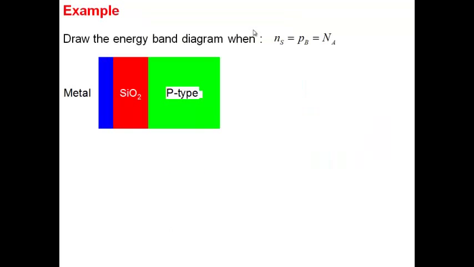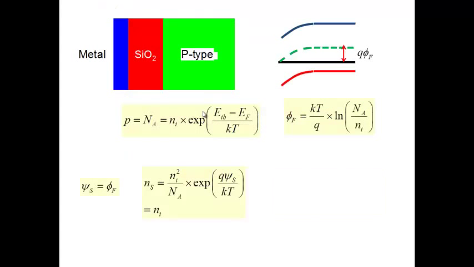All right. Let's see if you can draw this one here. Draw the energy band diagram when Ns equal to Pb. Pb refers to bulk. Ns equal to Na. Can you draw the energy diagram for that? Only in this part of the semiconductor. How will the energy diagram look like when Ns equal to Na? Draw the energy diagram and use these equations as a help here.